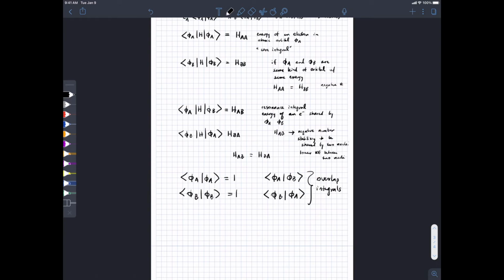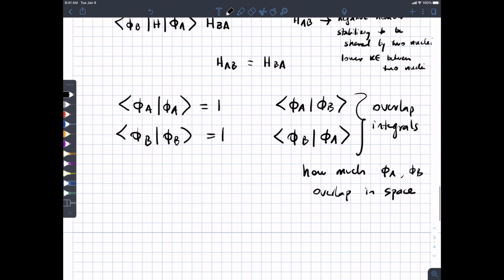And it's non-zero when they actually overlap, when they're not orthogonal to each other. Okay? How much the atomic orbitals overlap in space. I'm sorry for the poor penmanship there.